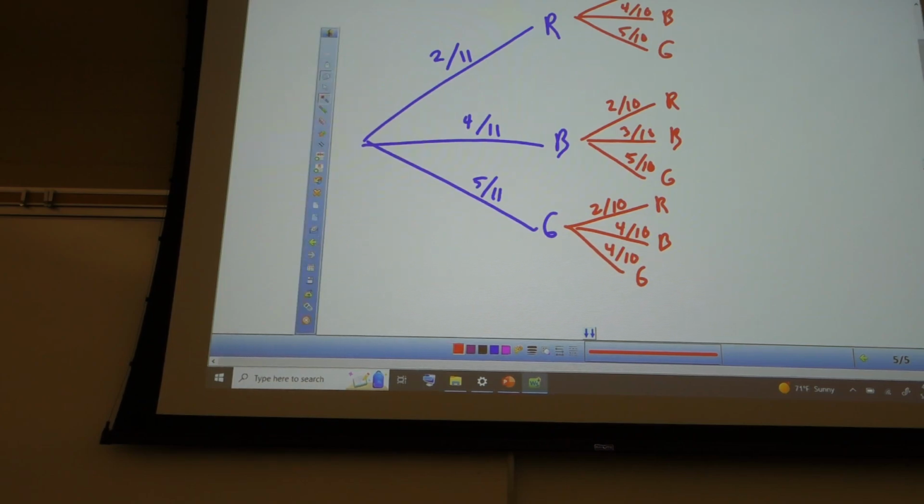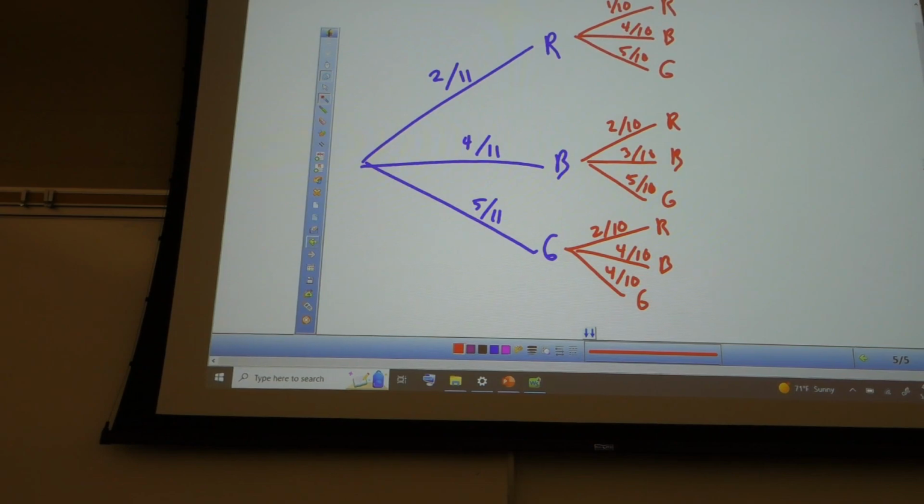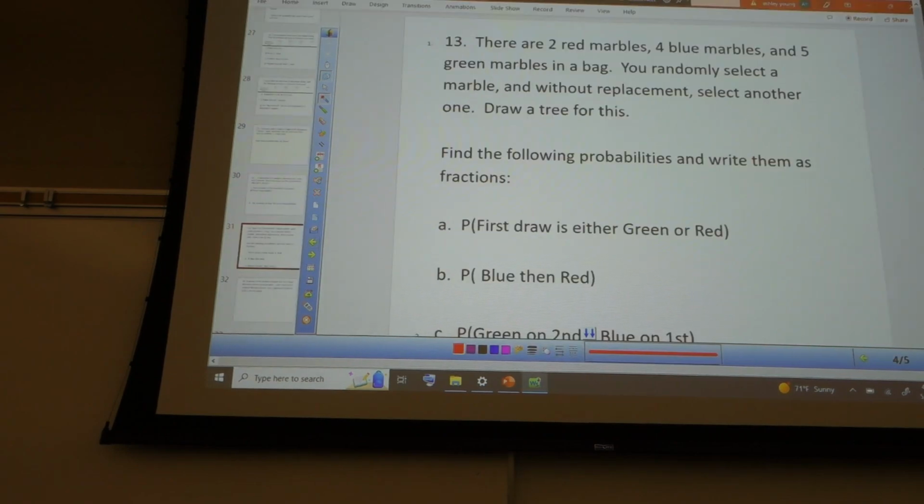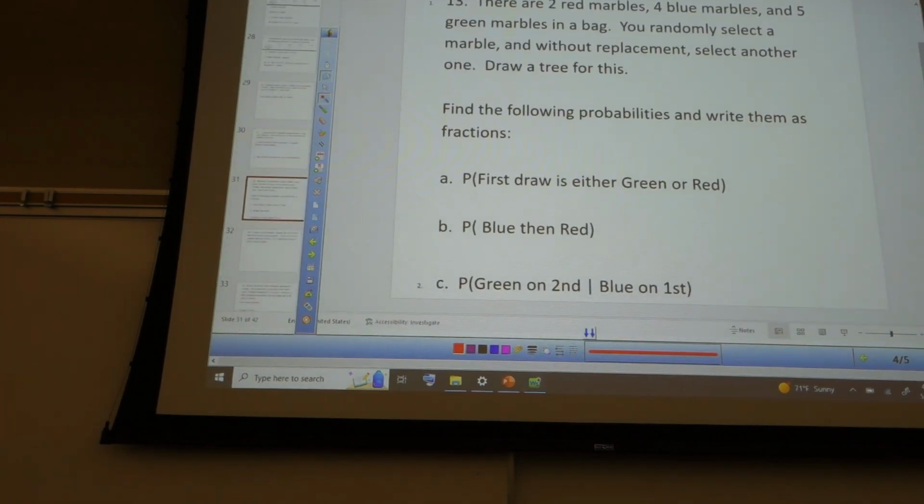Okay, so now we gotta look at the probabilities here. So the probability the first one is green or red. And remember we talked about this a second earlier, right, with the dice? Didn't we? Yeah. Okay. Or means what? Add. Or means add. So green or red, we're going to add those 2. Green is 5 out of 11. Red is 2 out of 11. So altogether we're going to have 7 out of 11.